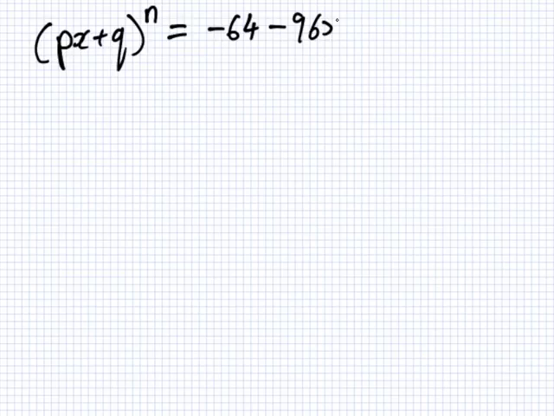(px + q)^n equals 64 minus 96x minus 48x squared. p and q are above 0. Great. Right. First thing, expand on the left. But remember, it's ascending powers. So we'll start with the q being the power n.